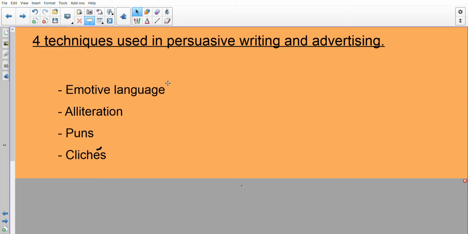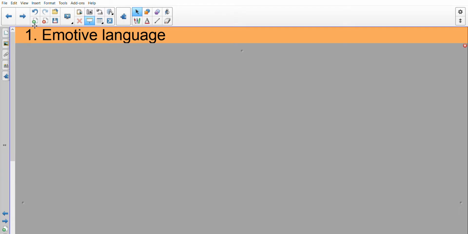Okay, so for today's lesson, I'm going to explain each one, and then there's going to be a mini task, so you'll have to pause the video, carry out the task, and then unpause the video and move on to the next technique. Okay, so 4 different tasks linked to the different techniques. So the first one is emotive language.